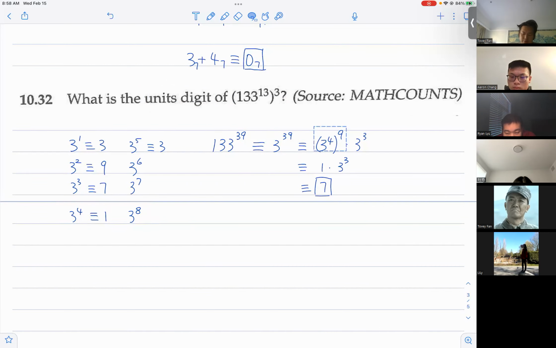Or you can just do this: if the units digit is 1, then 1 times 1 always gives you 1. So you can take this 1 and bring it to the 9th power. This is 3 to the power of 36, and that means there's another 3 cubed. So it becomes 1 times 3 cubed. We are only interested in finding the units digit here.